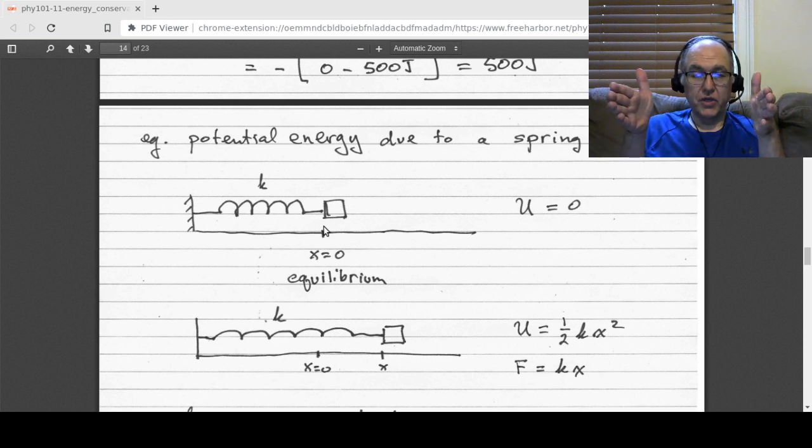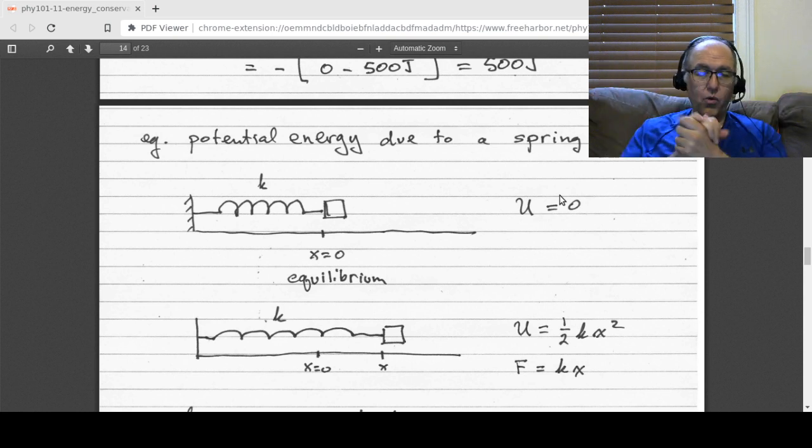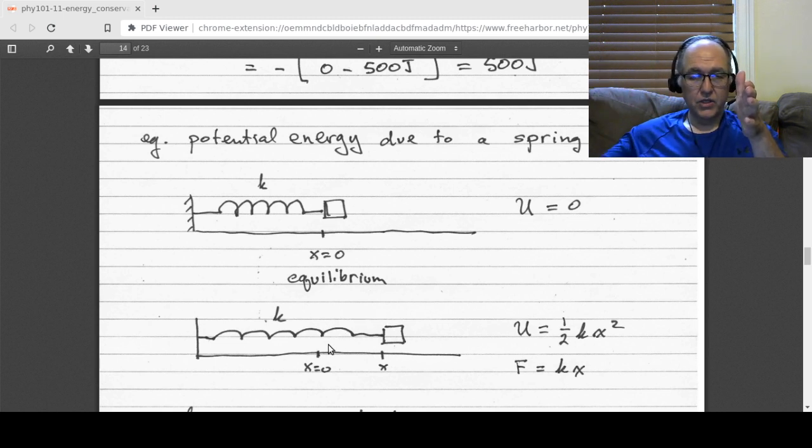And this spring just has a certain equilibrium distance. It's got a certain length. If I don't stretch the spring and don't compress the spring, it just sits at that length. And I'll call that x = 0. That's equilibrium. Of course, that's got no potential energy because the spring is neither compressed nor expanded. If you let go of it, it's not going to go anywhere. Okay. So there's no potential energy in this configuration. As I stretch the spring, there's a force, right?